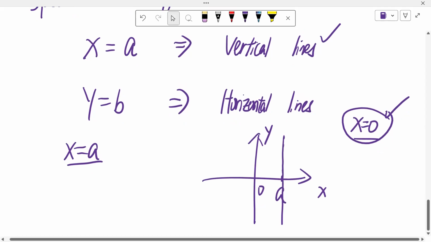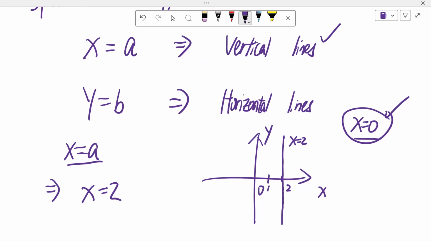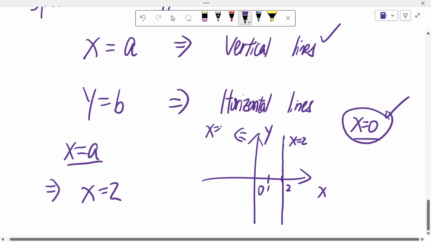A could be any number. For example, a quick example could be x equals 2. This is 1, that's 2, then this line here will be x equals 2. And it is parallel to the y-axis, which is x equals 0. Any question about the vertical lines?